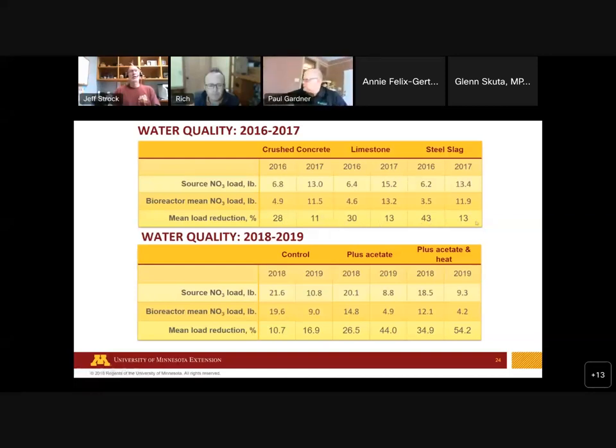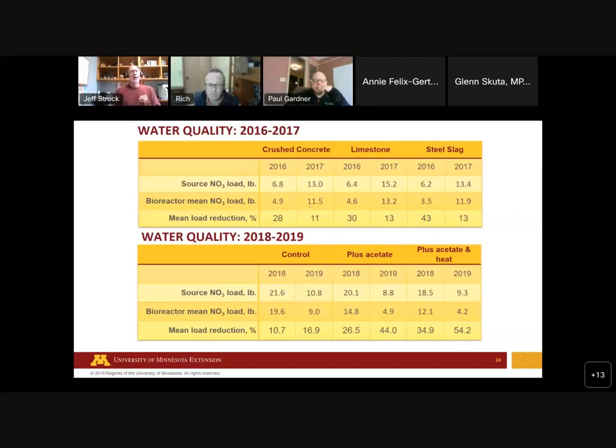It declined quite a bit in the second year. The second year, 2017, was a little bit drier for us during the growing season, so it wasn't too surprising that we saw this reduction. We also know that the corn cobs and the wood chips behave differently in terms of their ability to supply carbon to the microbes that are trying to break down the nitrogen.